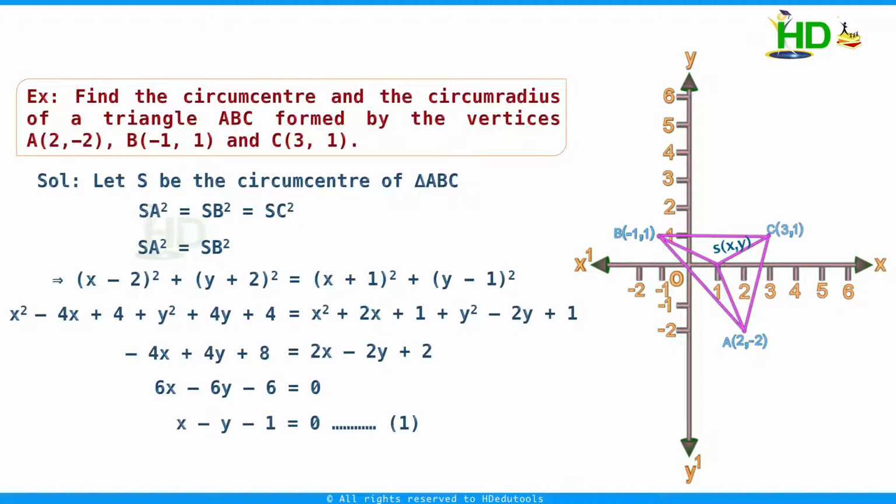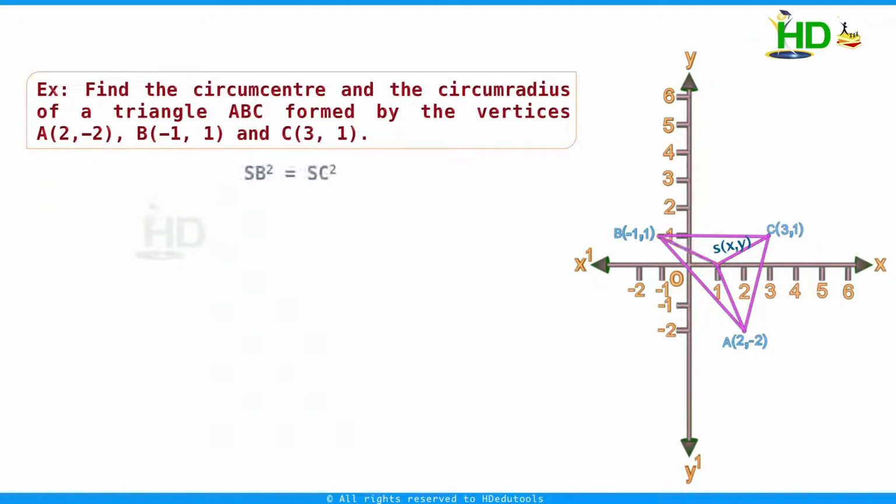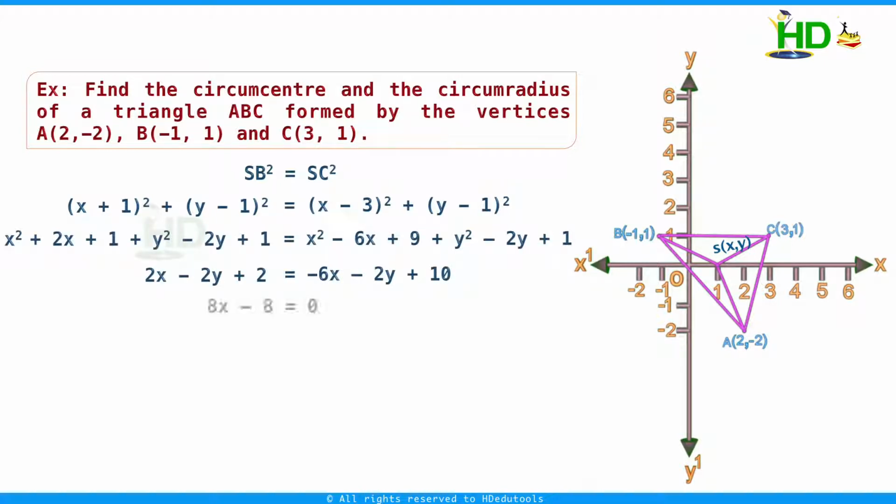Now we consider the condition SB square equal to SC square. SB means the distance between S and B. SC means the distance between S and C. Now x plus 1 whole square plus y minus 1 whole square. This is SB square. This is equal to x minus 3 whole square plus y minus 1 whole square. On simplification we get 8x minus 8 equal to 0 or x equal to 1. Now substituting the value of x equal to 1 in this equation, we get y equal to 0. Therefore, the required circumcenter is 1 0.